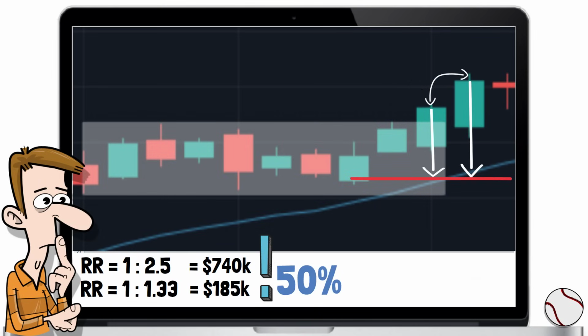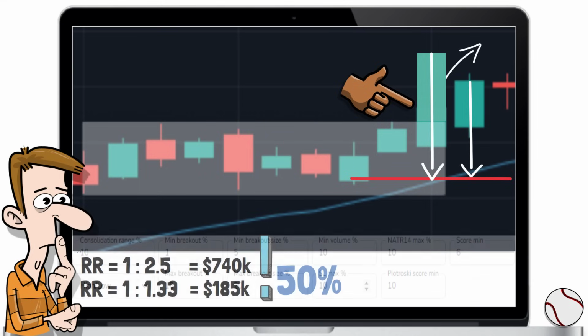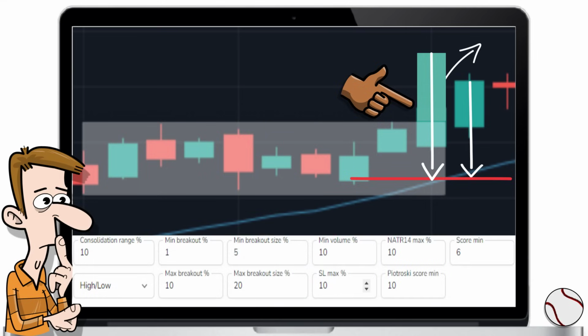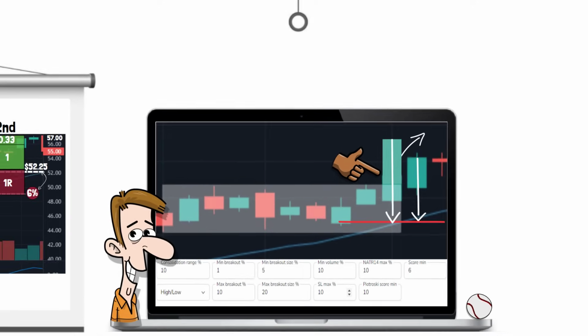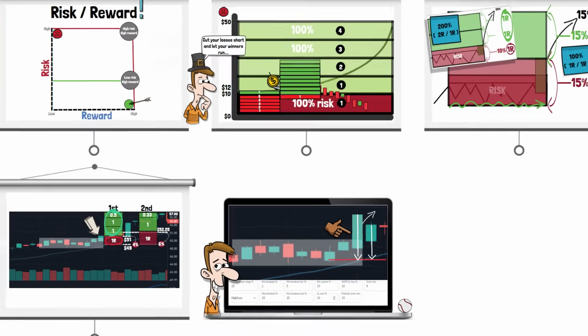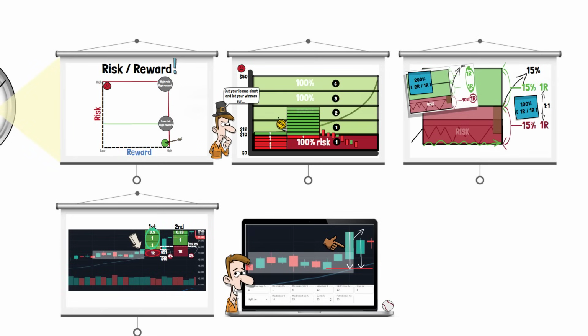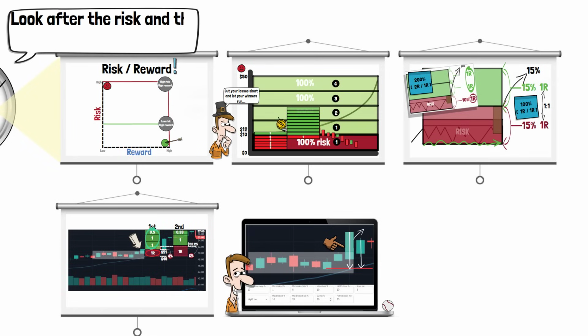I look for the first breakout bar, and this bar must have enough momentum to suggest a continuation, but must also not be too extended that it skews our risk-reward ratio. Our scanner places a weighted score against variable breakout metrics, thereby filtering for momentum aligned with managed risk. The key takeaway here is that a small variance in risk can have a huge impact on profit. Look after the risk, and the profit will look after itself.